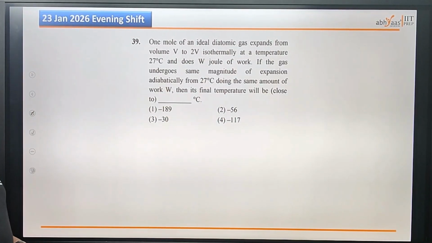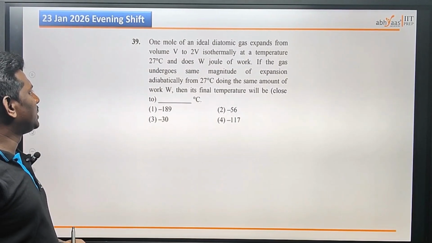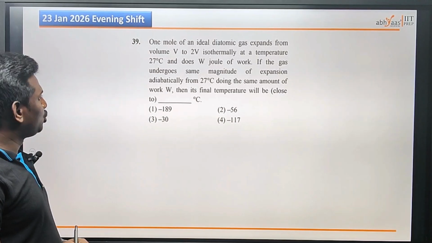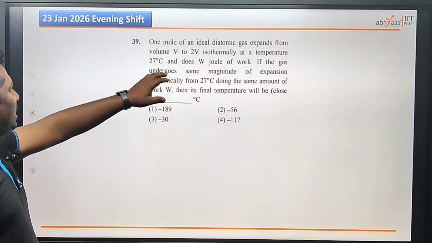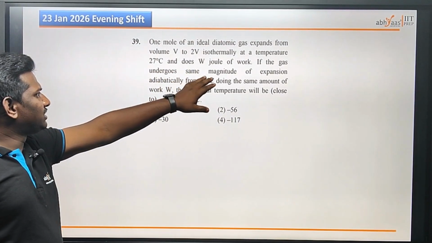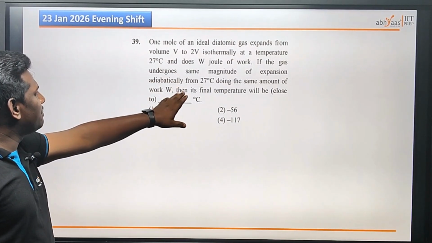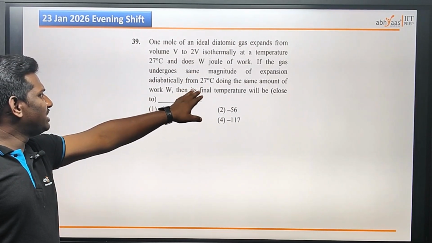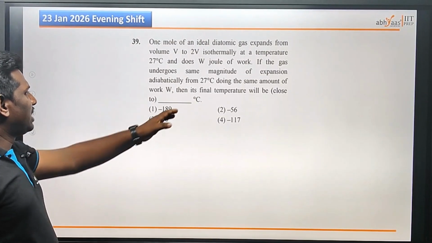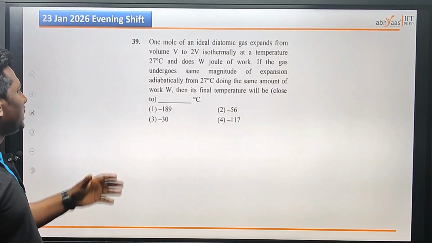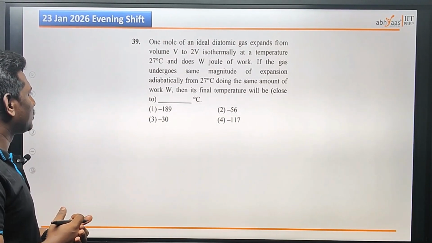Next, question number 39. 1 mole of an ideal diatomic gas expands from V2 to V isothermally at a temperature of 27 degrees and does W joules of work. If the gas undergoes the same magnitude of expansion adiabatically from 27 degrees centigrade, doing the same work. So what are they asking? They are asking the final temperature. What is the condition here? Work done in the isothermal process and work done in the adiabatic process is the same.